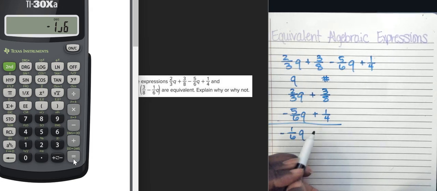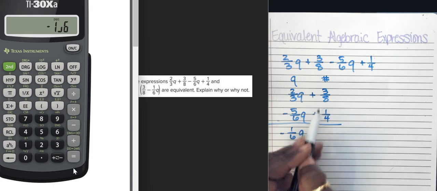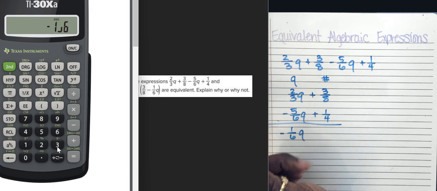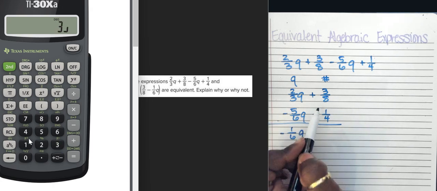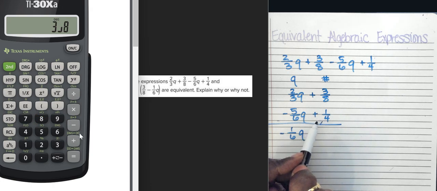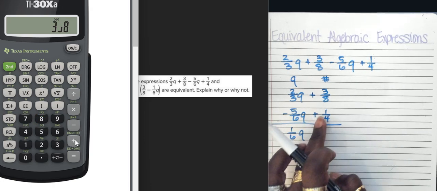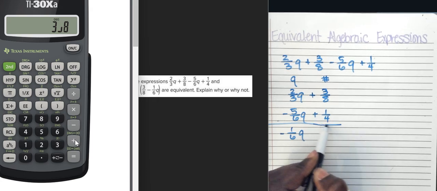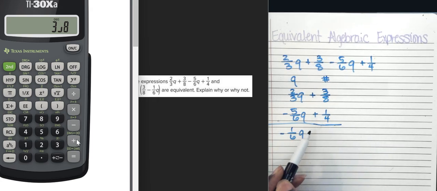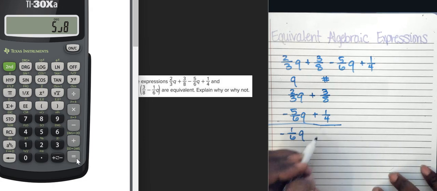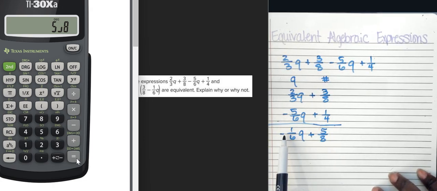And that is going to give me -1/6. Okay. And then here we're going to add 3/8 plus 1/4. So we have 3/8. That's a positive, so we'll leave it positive. And then we have a plus 1/4. And you end up with 5/8. Okay. So your simplified expression is going to look like -1/6 q plus 5/8.